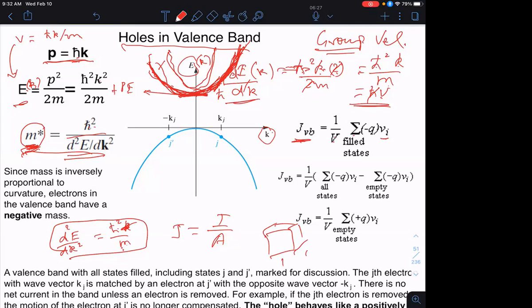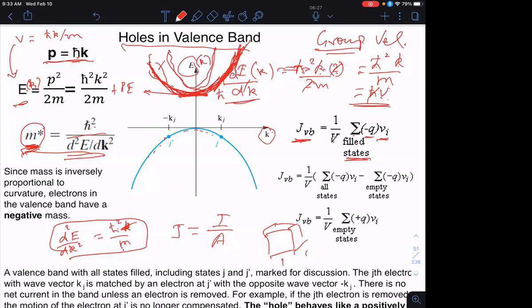So what I'm saying is, to calculate the current due to all these electrons in the valence band, and now the valence band is not completely full, suppose it's partially full, you have to sum over the filled states. Certain states are filled up by electrons and they're traveling with a velocity v sub i. So you sum over the filled states, and to get the current, you have to multiply that by the charge of the electron, which is minus q.